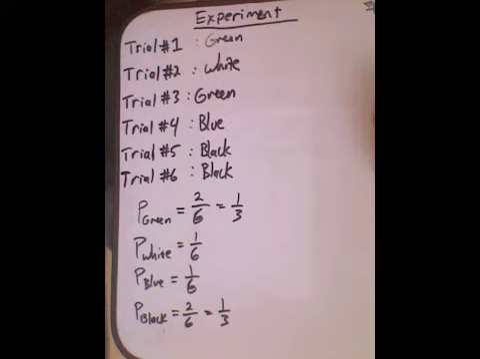From this, the probability of getting a green sock: I got 2 green socks out of 6 tries, so it's 2 out of 6 or 1 over 3. Whereas the probability of getting a white sock was only 1 out of 6, a blue was also 1 out of 6, and a black was 2 out of 6 or 1 out of 3. Notice that all the probabilities add up to 1. That's not a coincidence. That should always happen, and that means that the chances of something happening are 100%.